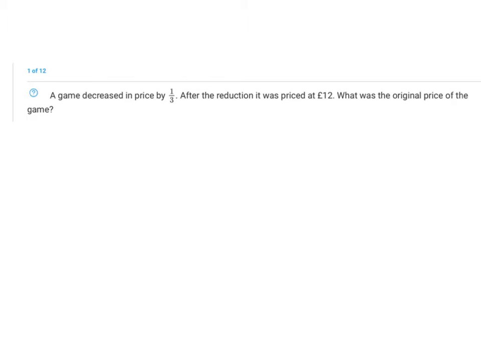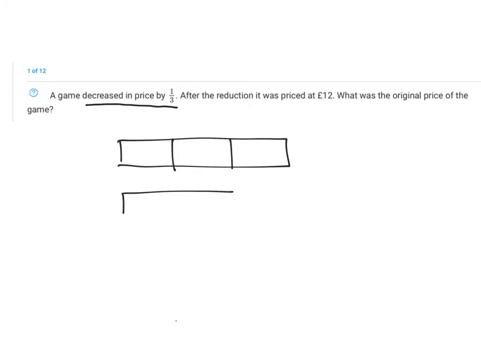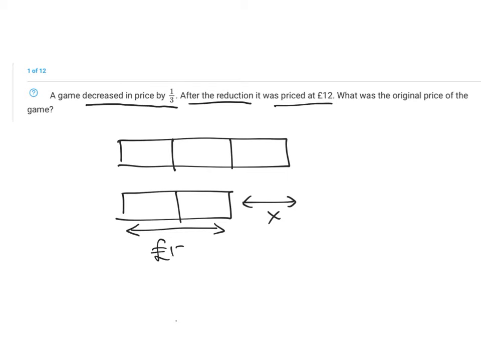Okay, so this is a question taken straight from the Hegarty clip. This game decreased in price by a third. So at the start, when it was full price, there were 3/3. It decreased in price by a third, so a third has gone. After the reduction, it was £12. So when there was only this bit left, it was £12.